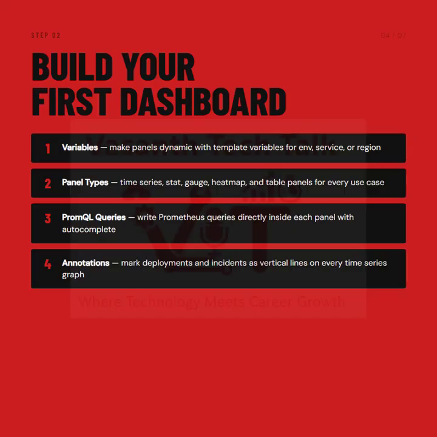Here are 4 things that separate a useful dashboard from one nobody opens. The first thing is variables, so your panels are dynamic by environment or service. Secondly, the panel types: time series, stat, gauge, heat map. Thirdly, the PromQL queries written directly inside each panel with autocomplete. And fourth, annotations to mark every deployment as a vertical line on your graph.